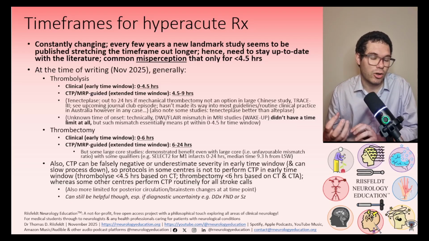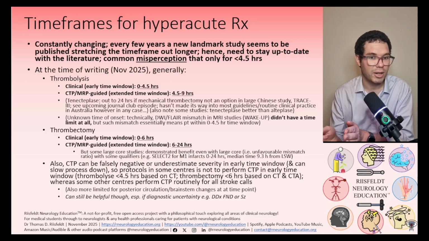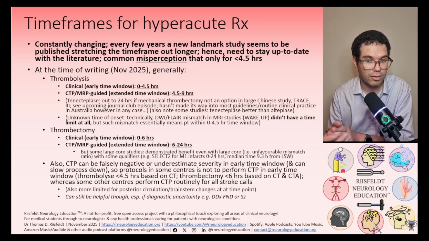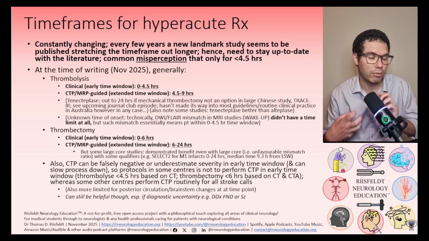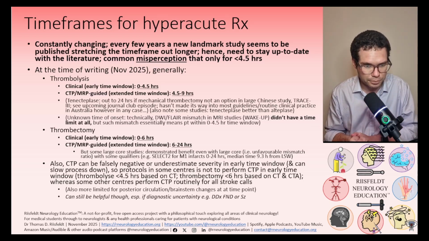So even though it's an unknown time of onset, pragmatically we know that it just wasn't witnessed, but actually this is still in the early time window or the clinical time window. So treatment with hyperacute therapies is still reasonable if you have access to an MRI in the hyperacute stroke setting in that context. And we do sometimes do that in Australia if that is the situation that you're in, and I'm sure that's done overseas as well.